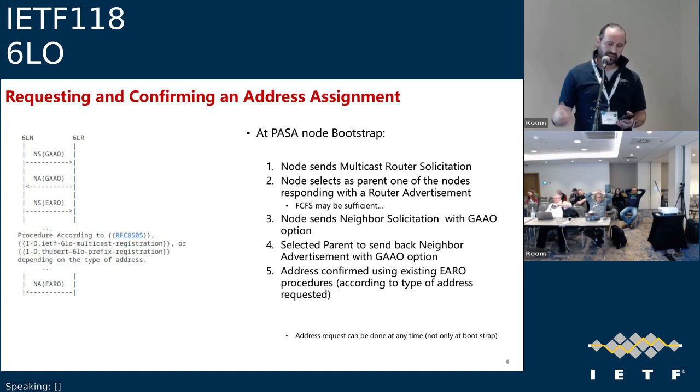So a node that comes up is listening for routing advertisements or sends a multicast router solicitation. It selects the parent node of its choice and sends a neighbor solicitation with this option in order to say, give me an address, okay? The parent can send back an offer and then we confirm the choice with the existing mechanism. This is, in principle, exactly what happens in DHCP. So basically, we discover, we receive an offer, we issue the real request, and we have a confirmation. It's a four-step process. Very easy.